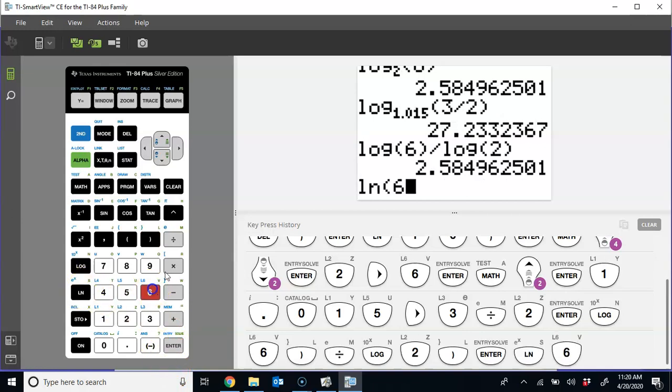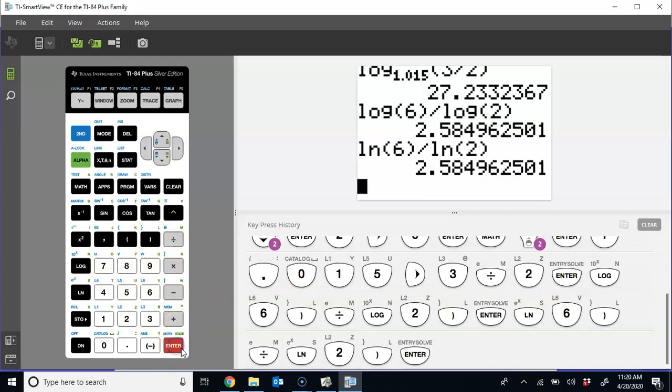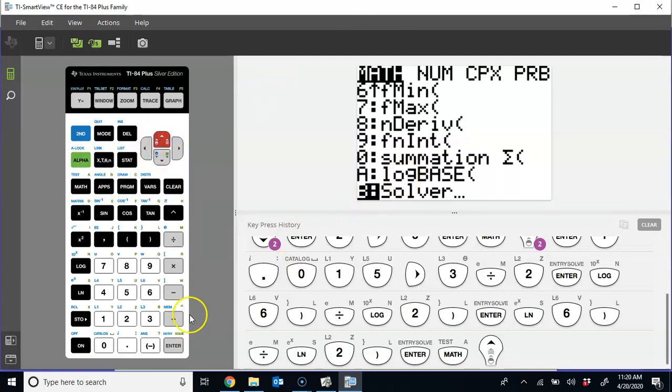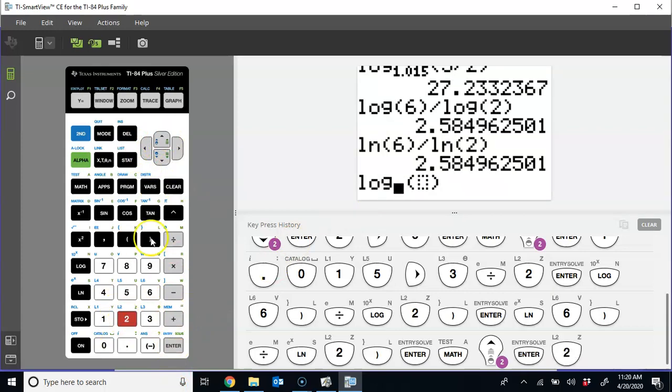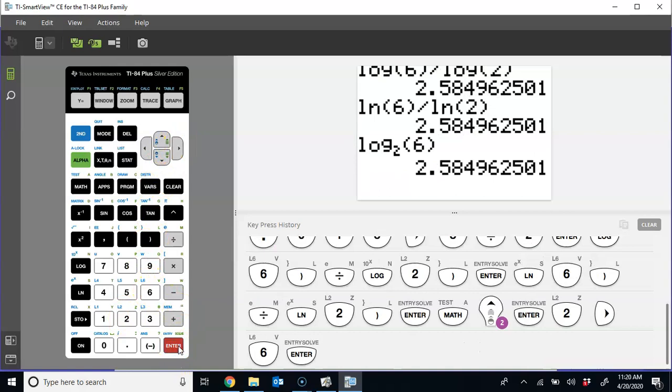Or I could do the natural log of 6 divided by the natural log of 2. Now, honestly, that's actually not a whole lot more button presses compared to the little log base thing that you guys have in the math menu. You can go down to the bottom of the list again and go to log base right there, and then click that in and do base 2 of 6. You don't actually have to use the change of base formula. It still gives you the right answer. But really, it's very similar to the same number of presses of buttons.